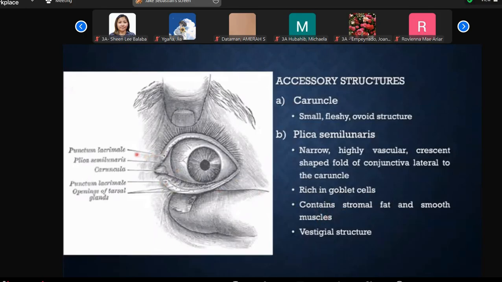Again, this is just the Latin version, but we call it the superior punctum and the inferior punctum.